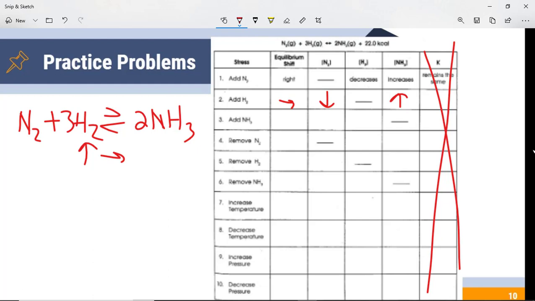Okay? What if we add some NH3? Well, if I add NH3, then equilibrium is going to shift the opposite direction. Okay? In order to compensate for the extra NH3 that's there, it's going to make more reactant. So we're going to shift to the left, and concentration of N2 is going to increase because equilibrium shifts to the left, and H2 is going to increase. Okay?